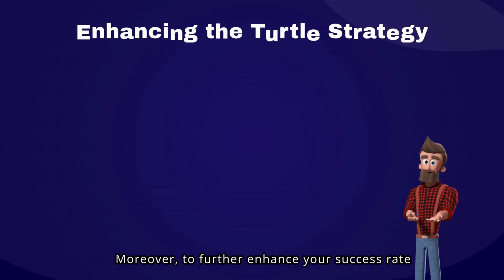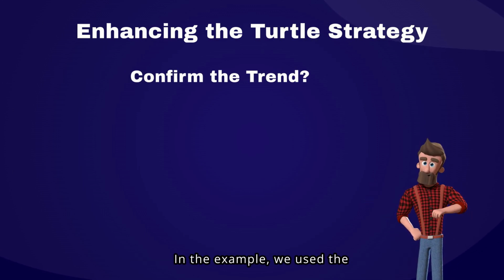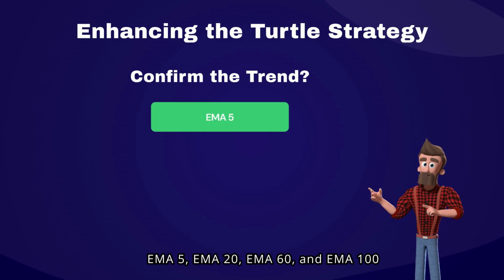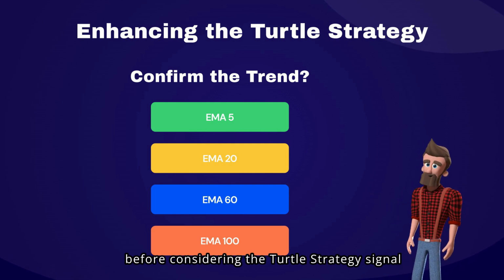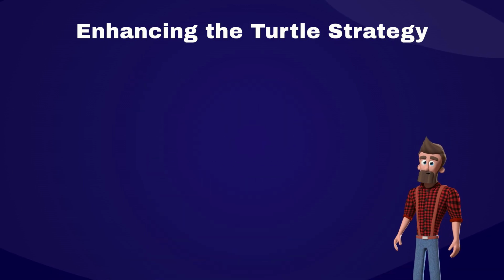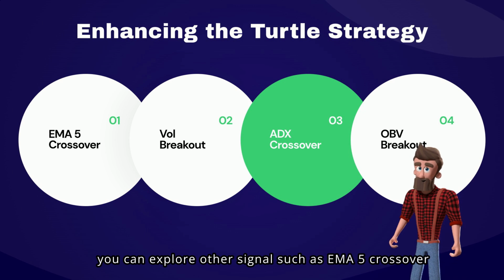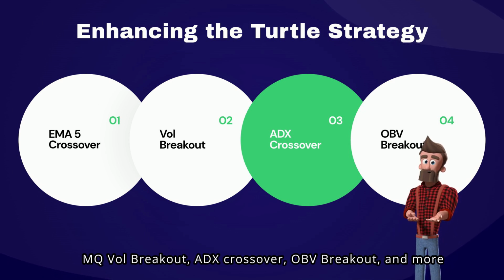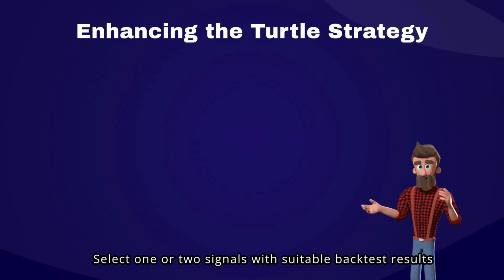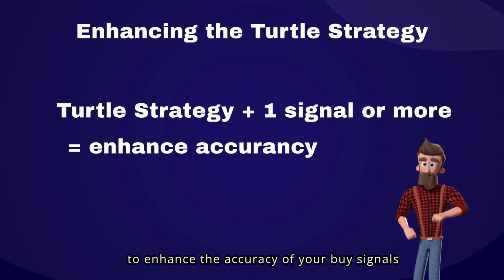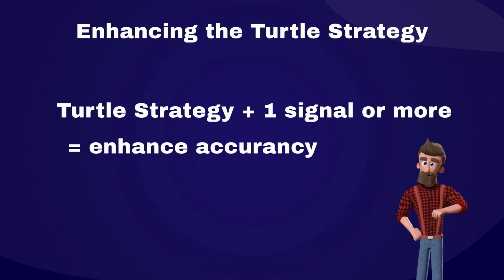Moreover, to further enhance your success rate with the turtle strategy, we recommend incorporating additional indicators. In the example, we used the EMA5, EMA20, EMA60, and EMA100 to help determine the trend before considering the turtle strategy signal. In addition to analyzing the trend, you can explore other signals such as EMA5 crossover, MQ volume breakout, ADX crossover, OBV breakout, and more. Select one or two signals with suitable backtest results to enhance the accuracy of your buy signals. The backtest results should align with your own risk preference.